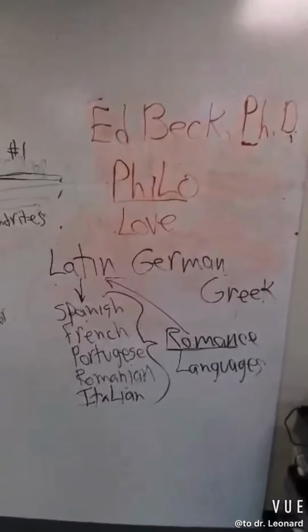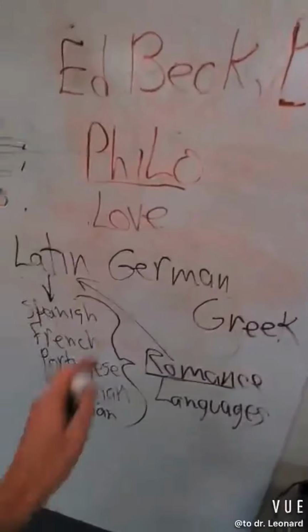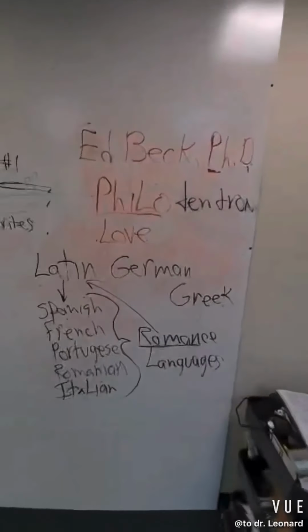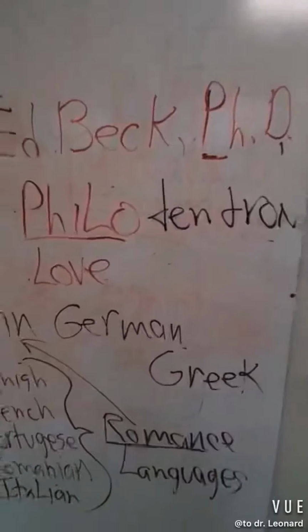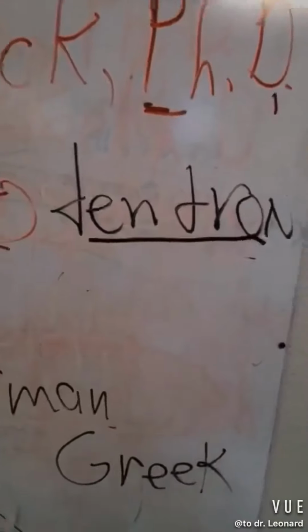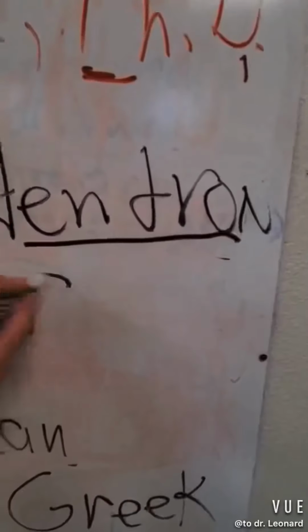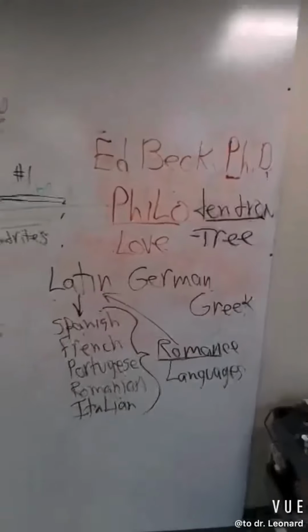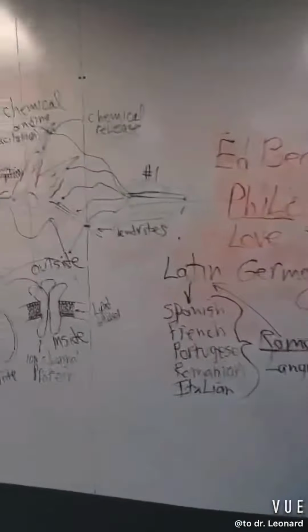I have another word that I would like to introduce to you along the same lines as the philosophy that I had written up here earlier. The new word is philodendron. What's a philodendron? A philodendron is a plant that grows on a tree. So this word here, as you might guess, is Latin for tree. So philodendrons love trees.